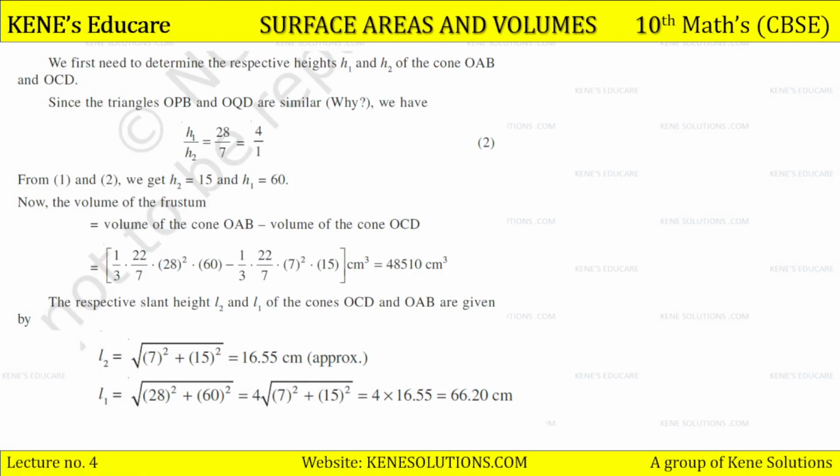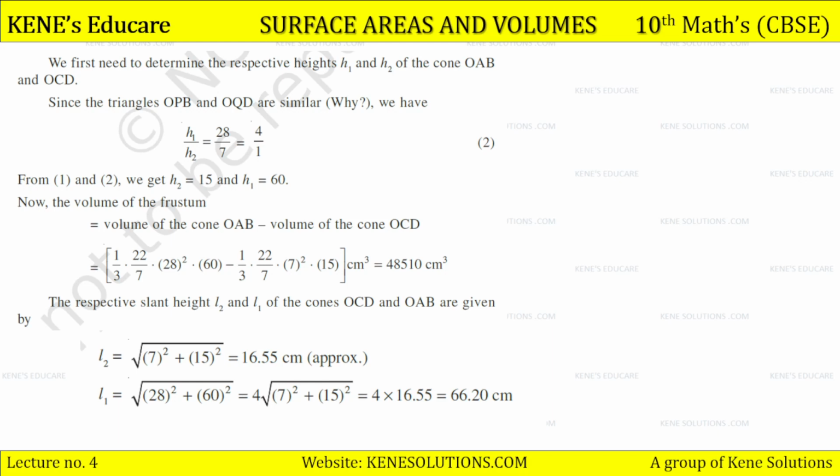So we first need to determine the respective heights H1 and H2 of the cones OAB and OCD, since the triangles OPB and OQD are similar. Okay, so H1 by H2 is equal to 28 by 7, which is equal to 4 by 1. So from this we get H2 is equal to 15, H1 is equal to 60.